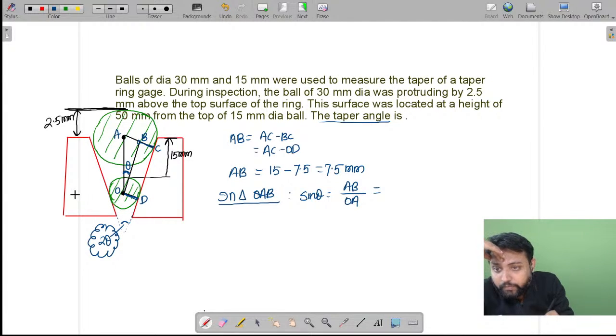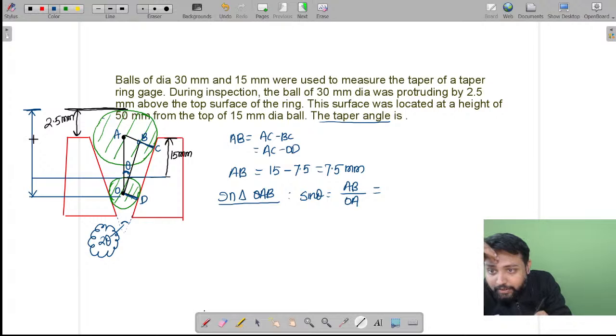Look, we have to find from O to A. You know that from the top of the larger size ball up to this center, if you find it, how much will it be? This much. There is something, right? Okay. And from the top surface of this ball up to here, it is given that this is 15 mm, right? It is given in the question itself. This is 15 mm. Fine. This is 15 mm.